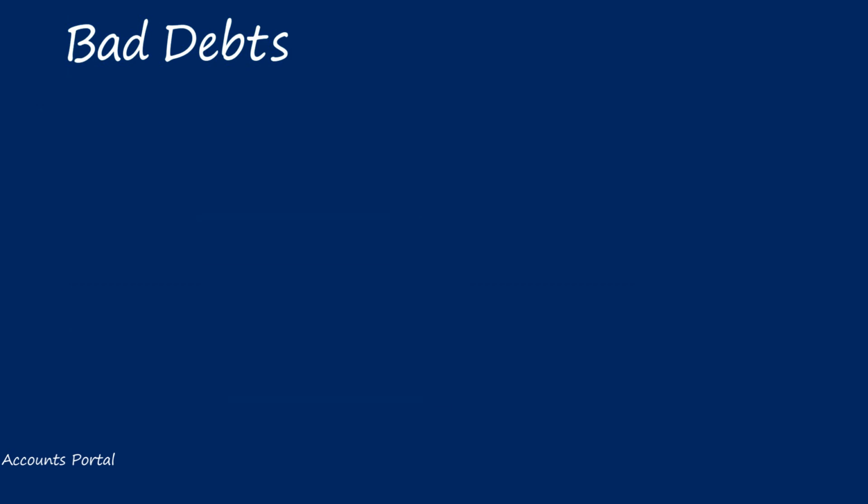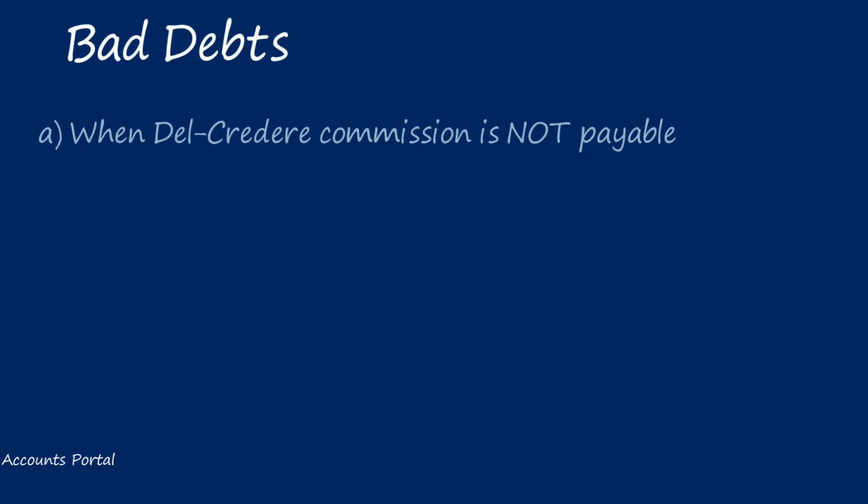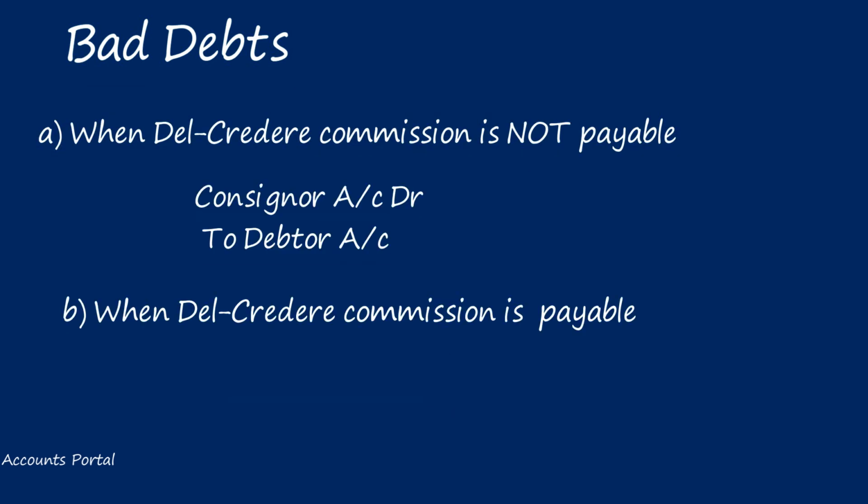consignor account debit to debtor account. Why is the consignor account debited? Because from the viewpoint of the consignee, it's a decrease in liability. So the consignor account is debited. Next, when del credere commission is paid, who will bear the risk? The consignee will bear the risk. So bad debts account debit to debtor account.